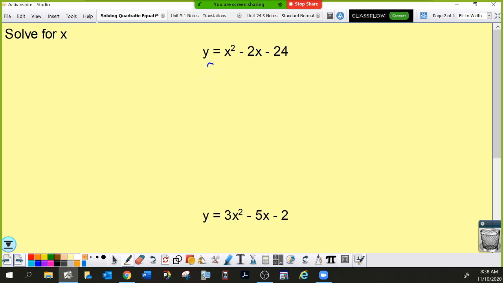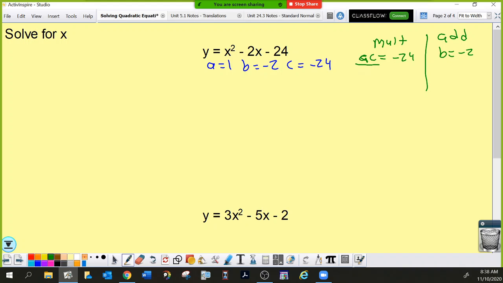Let's see. A is 1, B is -2, and C is -24. Going to build my table over here, looking for two numbers that will multiply to A times C. A times C for us is 1 times -24, which is -24. And we need those two numbers to add to our B value. Our B value is -2. It would be great if you could see them quickly. If you can't, that's okay. Just start listing out all the different ways that you can multiply two numbers and get -24.